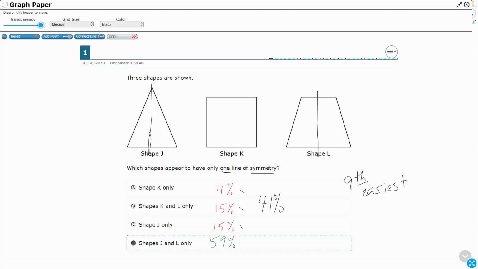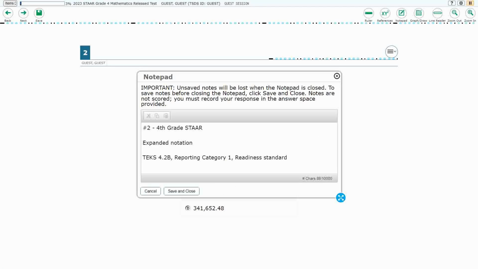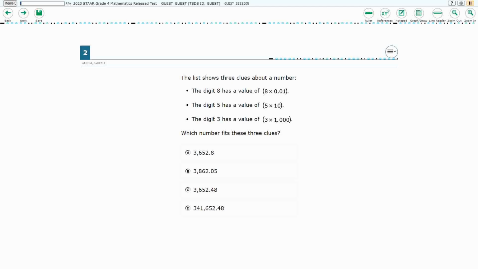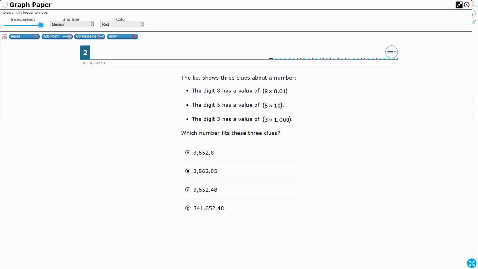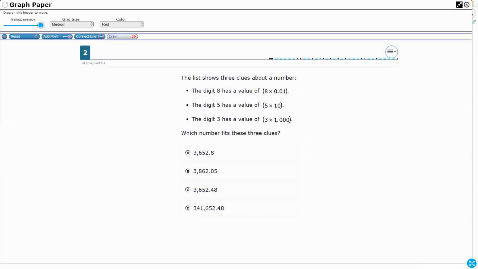For number two, we are looking at expanded notation. This is a readiness standard, TEKS 4.2b in reporting category 1. So we have clues here, three clues. And let's take a look at our possible answers here, right? This goes all the way up to the 100,000s.